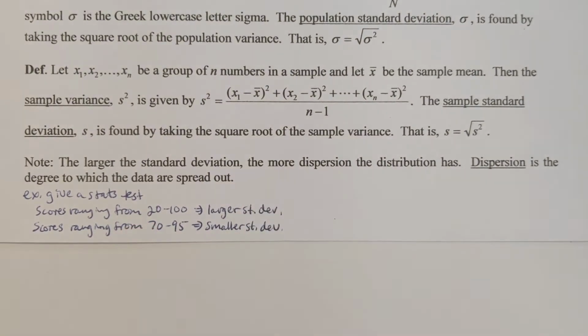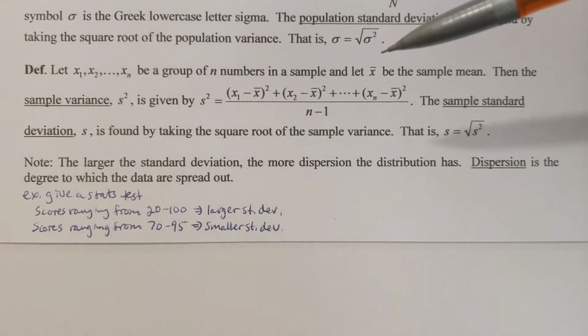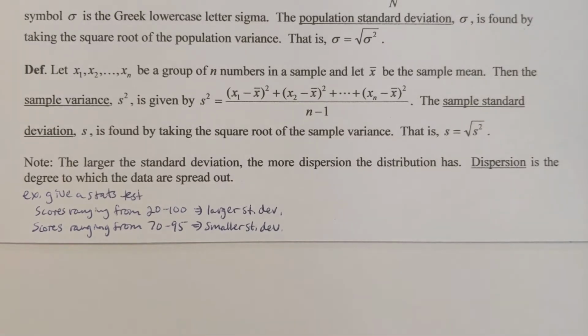Now, just like with the mean, we have population stuff and sample stuff, and you need to make sure that you get the correct symbol there. Let x1, x2, x3, all the way up to x sub little n be a group of little n numbers in a sample, and let x bar be the sample mean. Then the sample variance, which we're going to call s squared, is given by s squared equals x sub 1 minus x bar squared plus x sub 2 minus x bar squared plus x sub 3 minus x bar squared plus all the way up to x sub n minus x bar squared, divided by n minus 1.